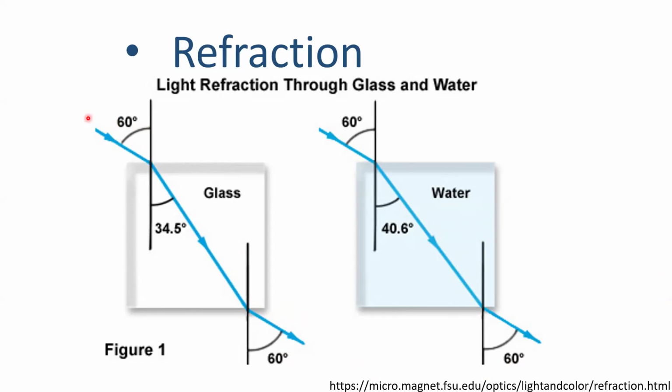Reflection would be like a bounce off. If the light reflected from the interface, it would bounce off the interface and it would just go that way. That would be reflection, and penetrating it and going through the medium is called refraction.